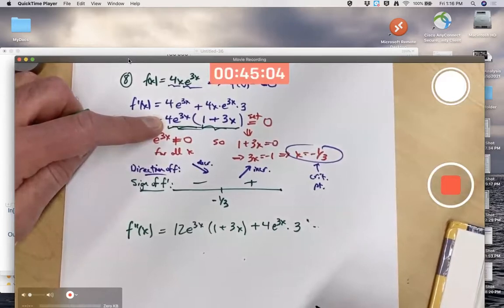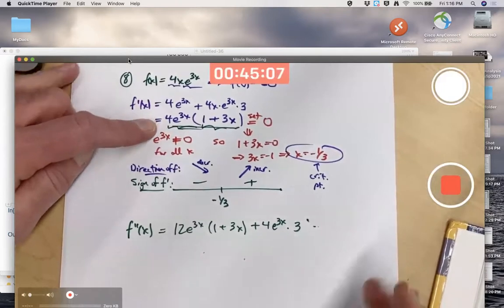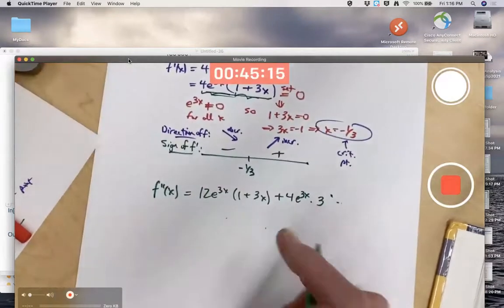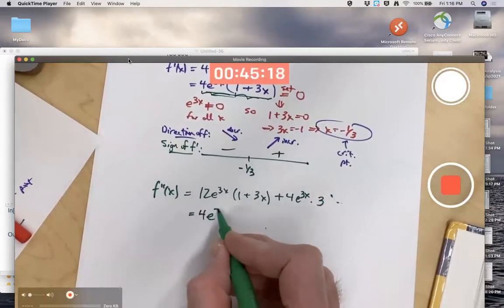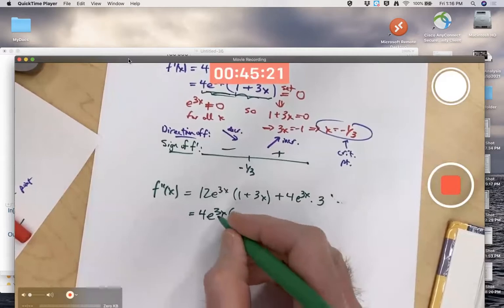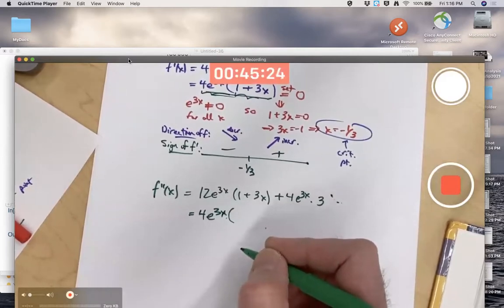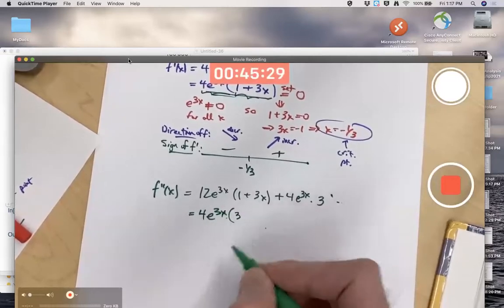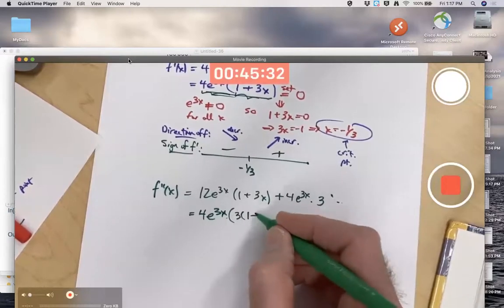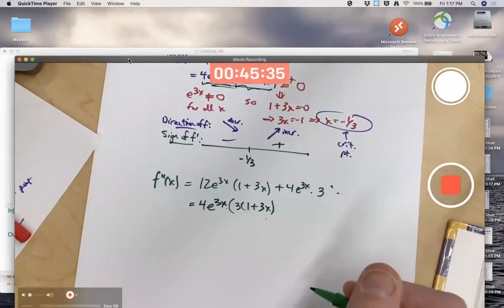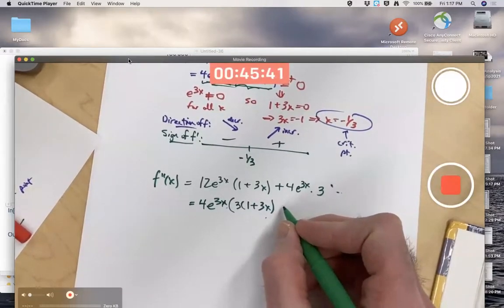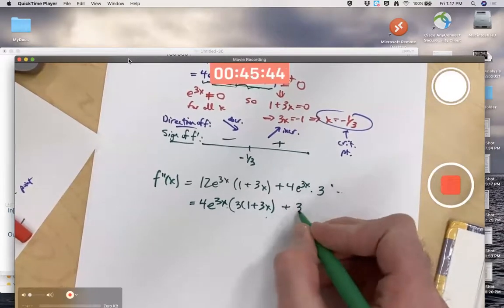I used the product rule that time on the factored form. I also could have differentiated the unfactored form. Either way you do it, you want to factor this. There's a common factor, once again, of 4e to the 3x in both terms. What are you left with? With this term, you're left with a 3 from the 12, because 4 times 3 is 12. You're also left with the 1 plus 3x in parentheses. Parentheses must be there, or you're going to make a mistake. And with this term, there's only a 3 left over.